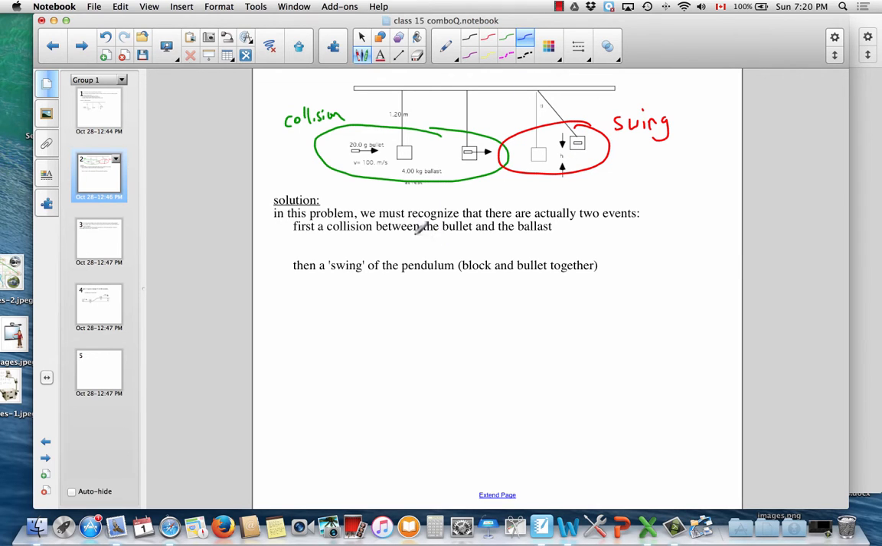Now, in the collision, momentum will be conserved. It'll be transferred from the bullet to the ballast, but the momentum lost by the bullet will equal the momentum gained by the ballast. So overall, the momentum of the system will be conserved. In the swing of the pendulum, the mechanical energy of the system will be conserved. So these are the two cornerstone conservation laws in physics.